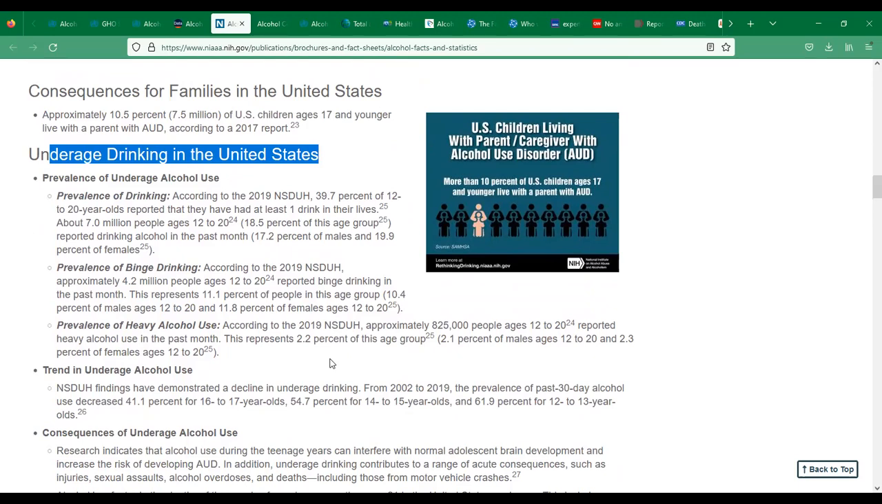Prevalence of drinking according to 2019: 39.7% of 12 to 20 year olds reported that they have had at least one drink in their lives. About 7 million people between 12 and 20 reported drinking alcohol in the past month. 4.2 million people between 12 and 20 years old reported binge drinking in the past month.